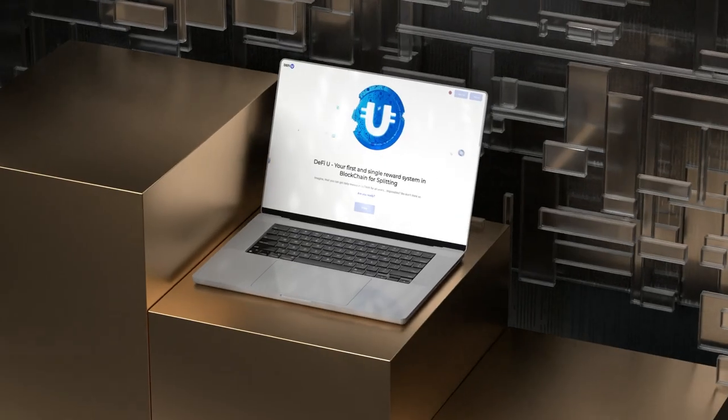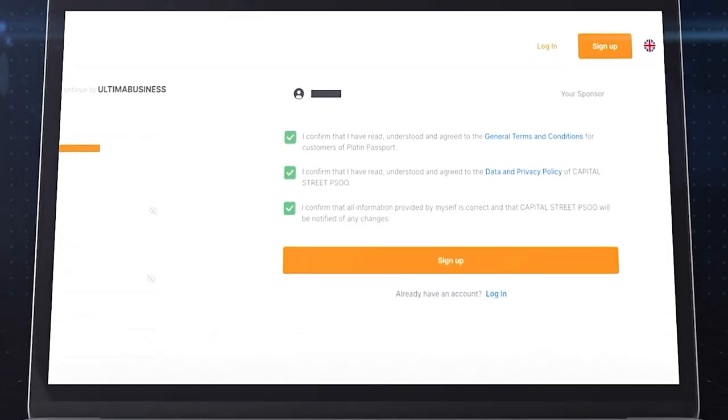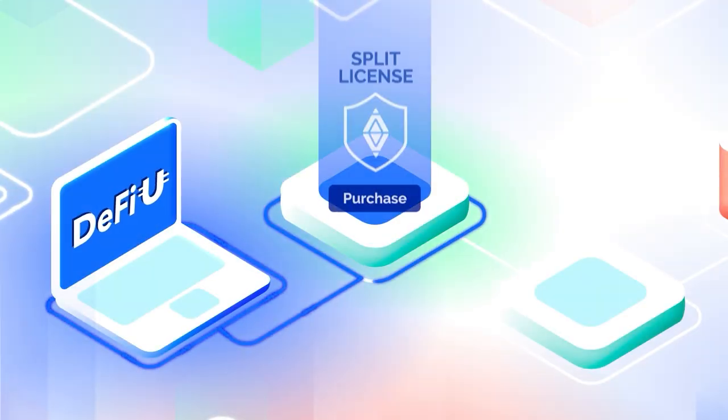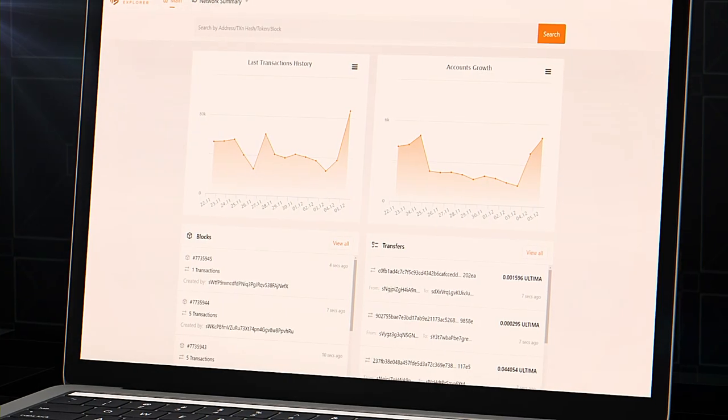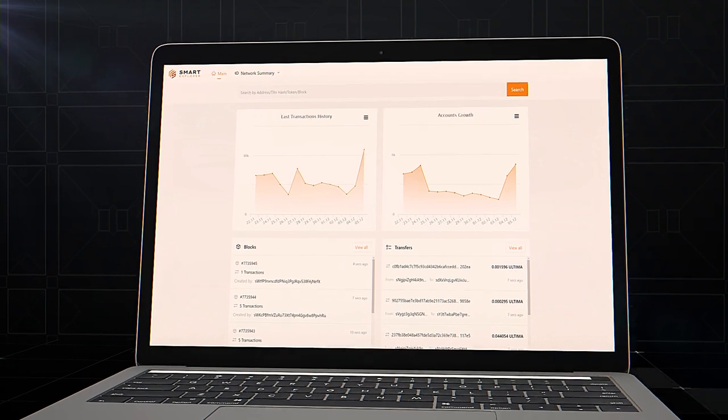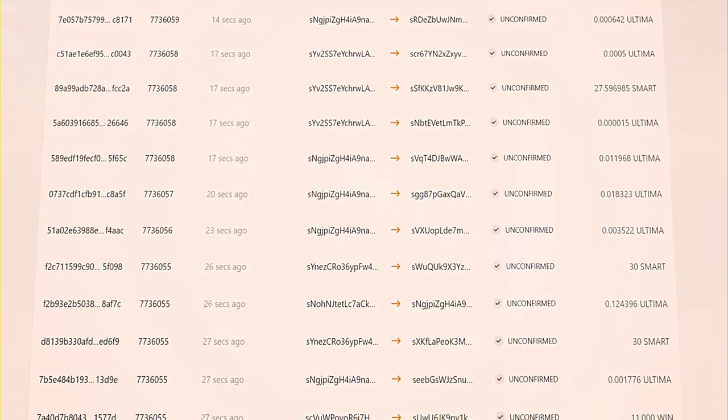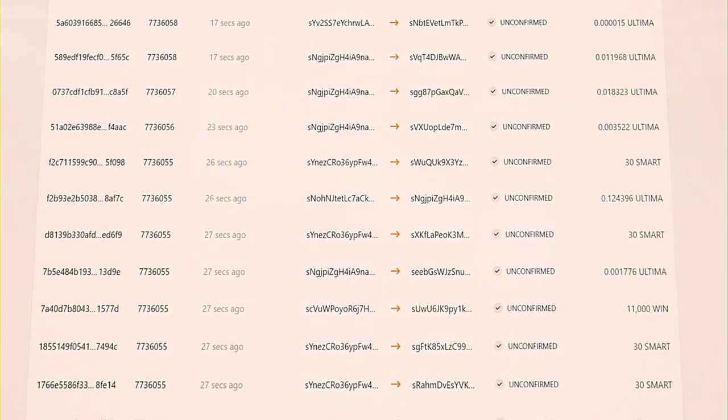To earn rewards in Ultima with a DeFi-U product, follow these steps. First step, register on the DeFi-U website. Second step, purchase a split license. When you buy a license, a record will appear on the blockchain that your wallet has the right to print a certain number of splits.